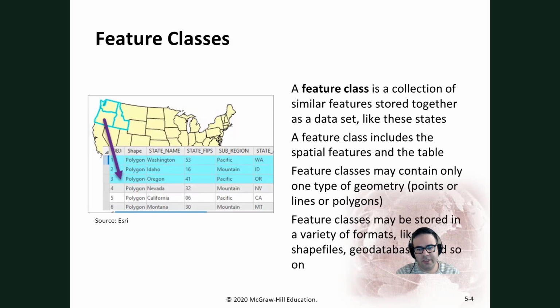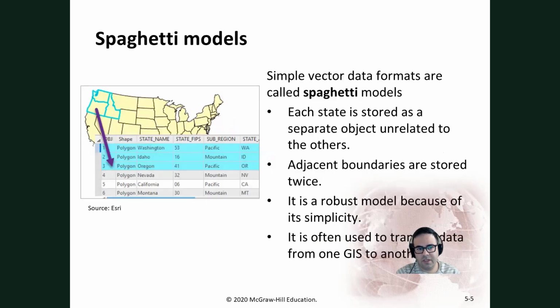So the spatial data, the vector data, is also known as a feature class in GIS, and that is a collection of similar features stored together as a data set. So we have a polygon layer as well as the attribute table, and both together create our feature classes.